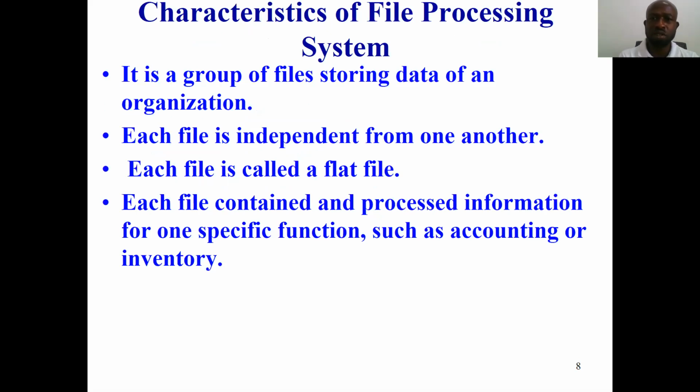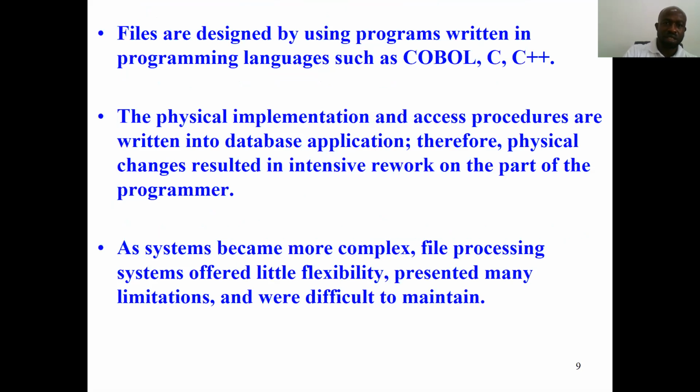Let's look at some of the characteristics of a file processing system. One, it is a group of files storing data of an organization. Each file is independent from one another. Each file is called a flat file. And each file contained and processed information for one specific function, such as accounting or inventory. So these are some of the characteristics.